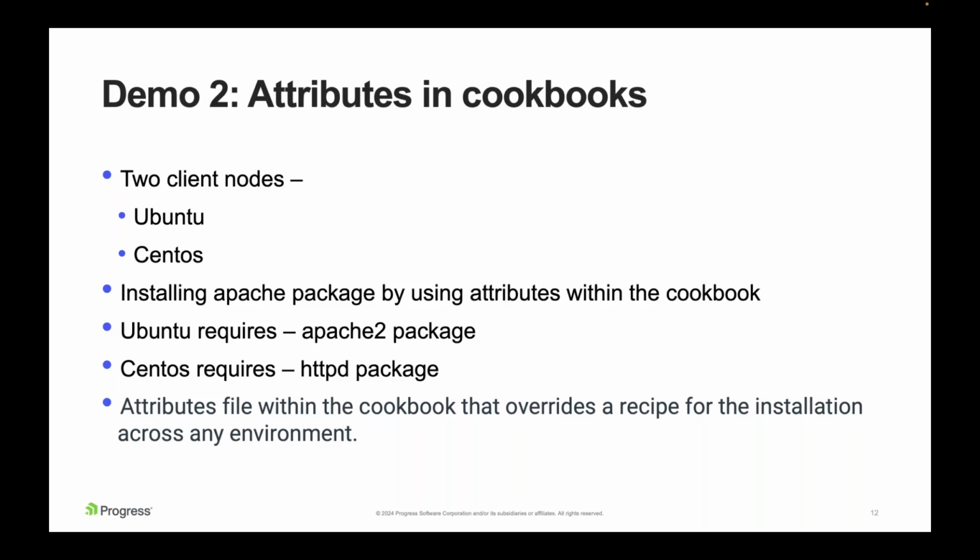Without attributes, the way you do this is either you'll have two different recipes that you push to these clients and then they do the installation by hard coding the values of the package itself. Or you can have one recipe that you push to both of them with a simple if loop where it can determine what it's supposed to install. Now you know that Ubuntu requires an Apache 2 package, whereas the CentOS system will require an HTTPD package.